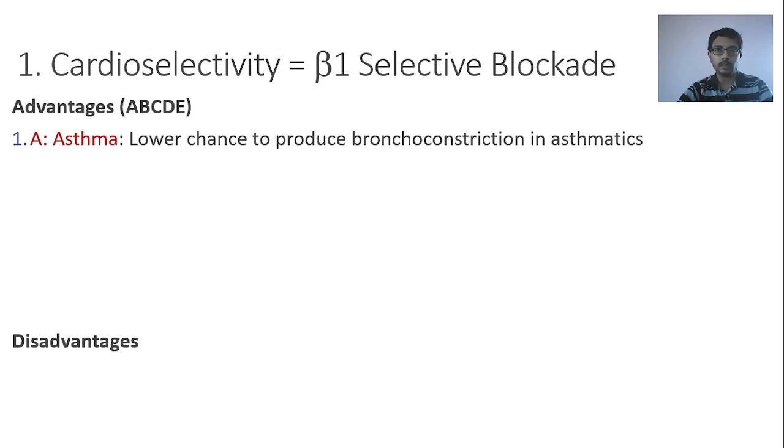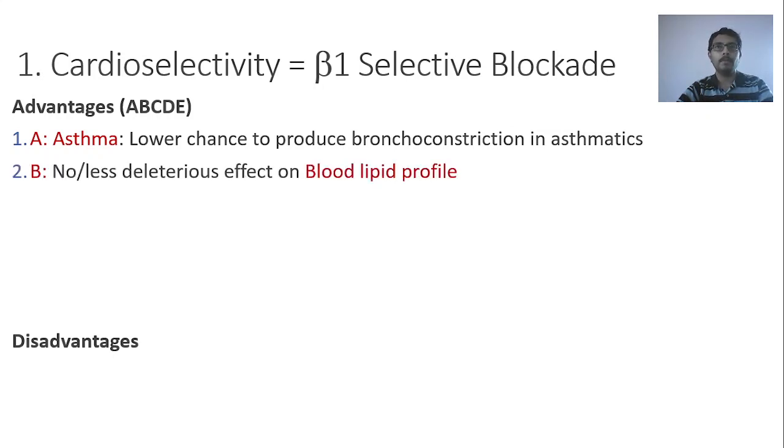A is for asthma. Since these drugs do not block beta 2 receptors located in the respiratory tract, they do not produce bronchoconstriction. So these drugs are safer in asthmatic patients and patients who are having COPD. That is for A.